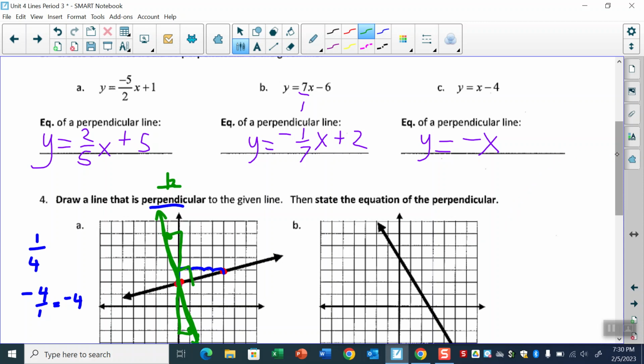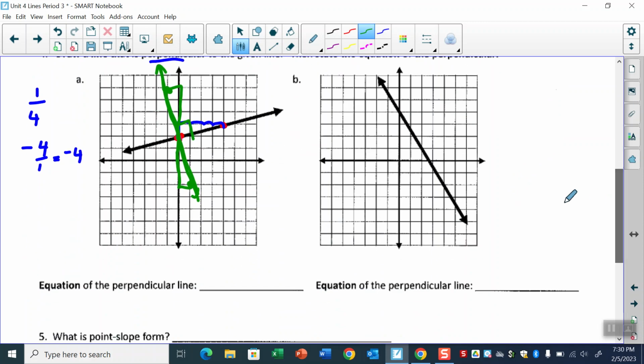So let's see. What would the equation be? Well, it would be y equals, and we said my slope is negative 4. Then you've got to have the x. And this happens to go through, my y-intercept is 2, so I'll say plus 2.